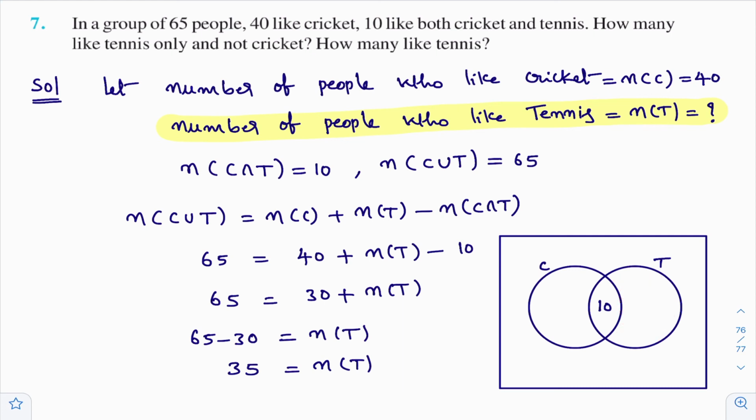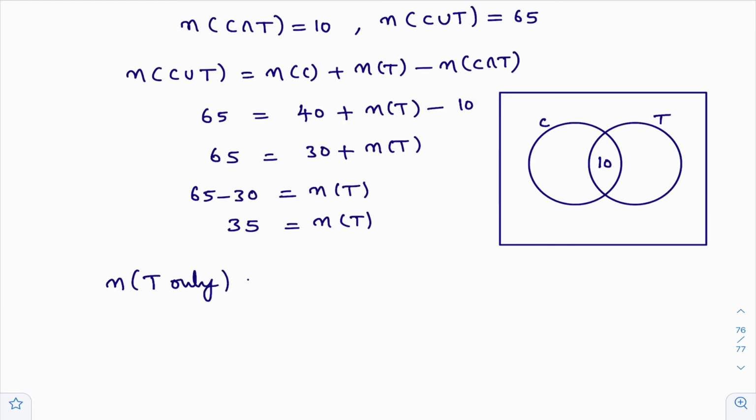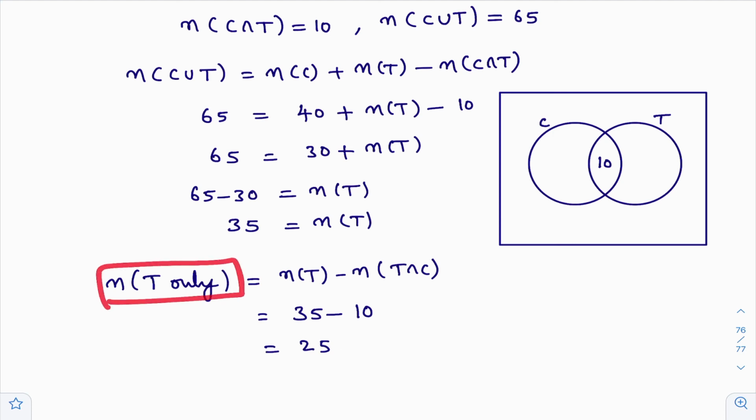So I'll write that step. Number of people who like tennis only equal to n of t minus n of t intersection c. I hope you understand. To get the number of people who like tennis only but not cricket, as I know this n of t as 35, from 35, if I remove this 10, I'll get the answer. N of t is 35. 35 minus n of t intersection c, which is 10. 35 minus 10 is 25. So, n of t only is 25. I hope you understand this problem.